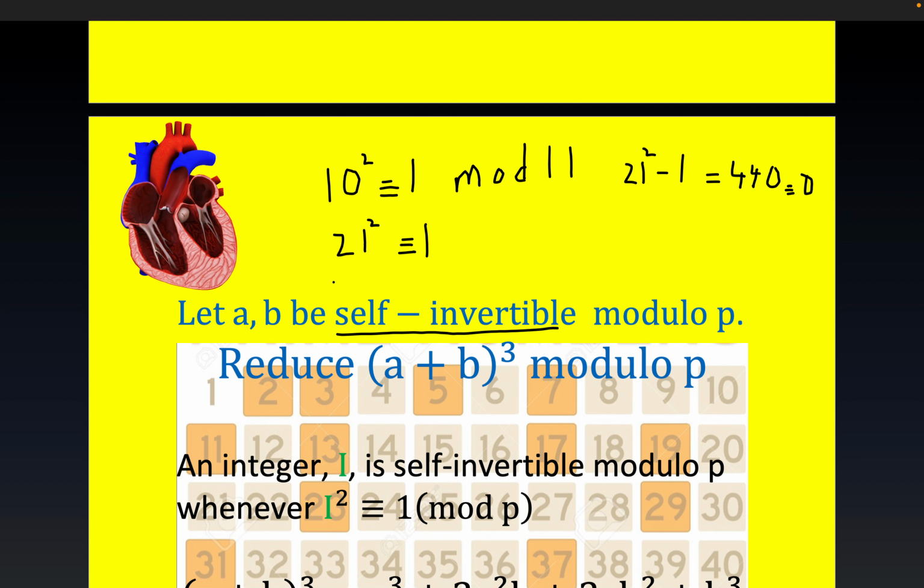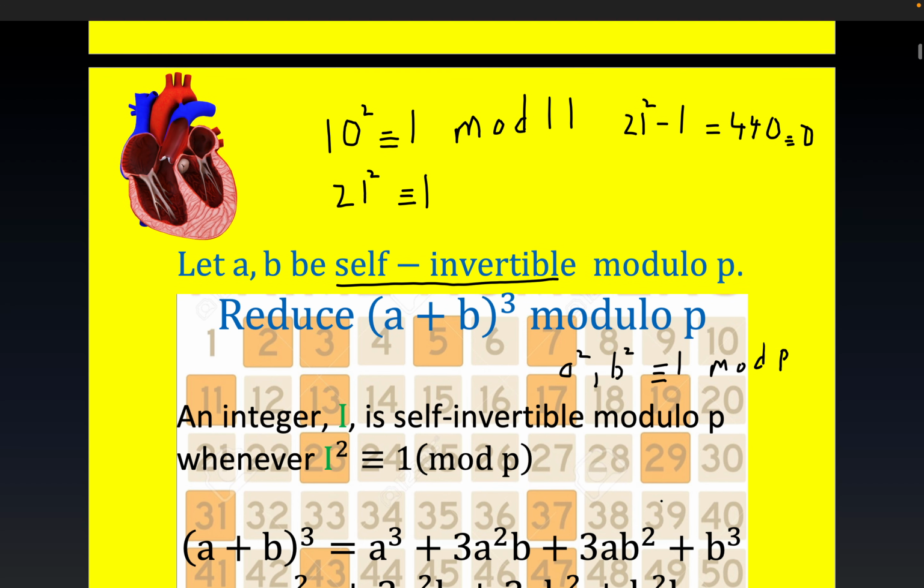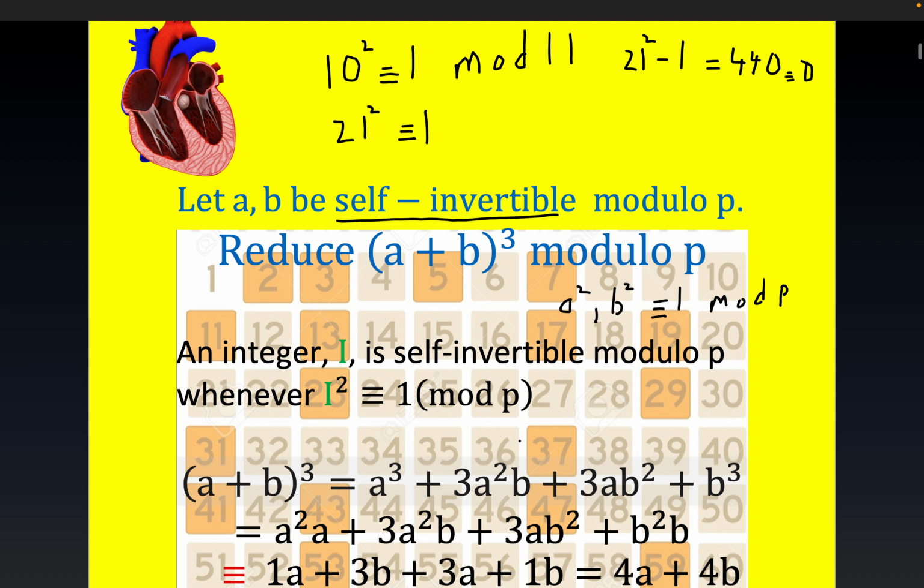We're given that A and B are self-inverting, and so that of course means that A squared, and just for shorthand I'll write it like this, A squared comma B squared, is congruent to 1 mod P. The rest of this is just knowing the binomial expansion. So let's go down and do the binomial expansion right here.